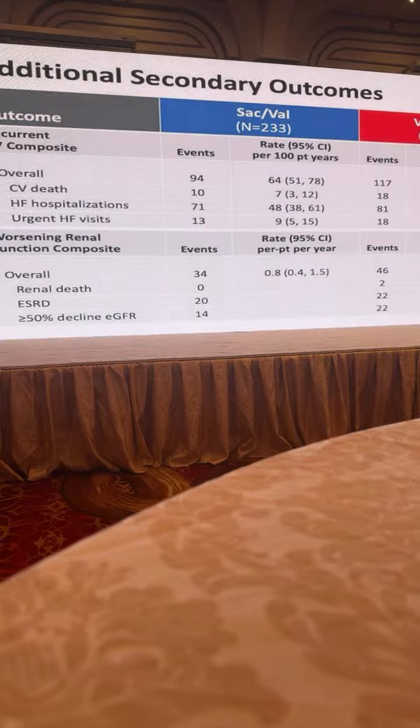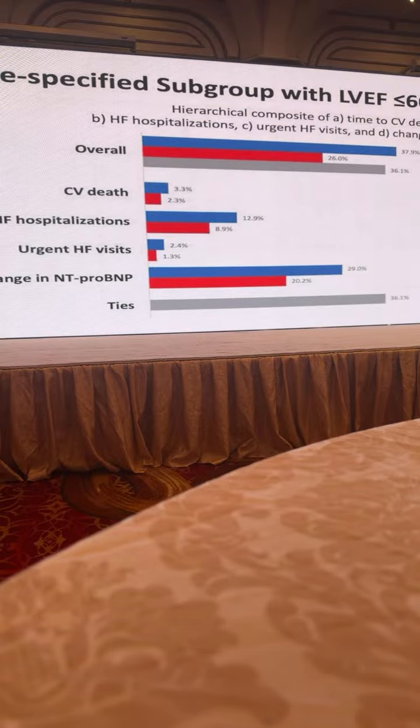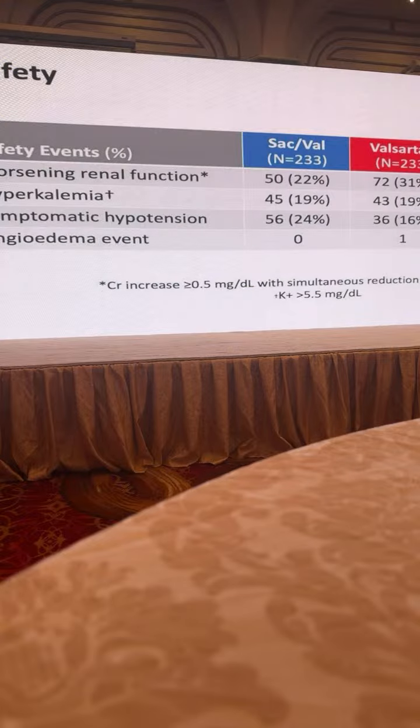And lastly, not least, here you can see additional secondary endpoints: cardiovascular death, heart failure hospitalization, urgent visits. All of these go in favor of sacubitril/valsartan compared to valsartan alone. And lastly, not least, the win ratio is 46% in this type of overall cardiovascular death, heart failure hospitalization, and to consider the first row, 37.1 with sacubitril/valsartan compared to 26.0 with valsartan.